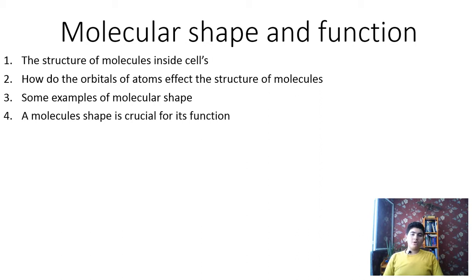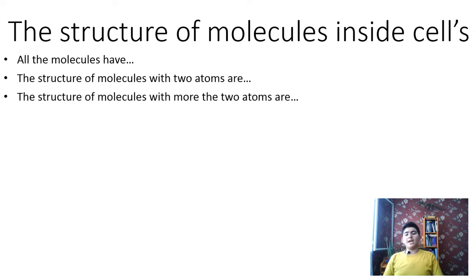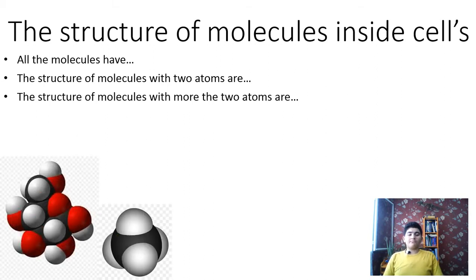As you might know, a molecule has a characteristic size and shape, which are key to its function in the living cell. A molecule consisting of two atoms, such as H2, which is hydrogen gas, or O2, which is oxygen gas, is always linear. So their shapes are always linear, but most molecules which have more than two atoms have a more complicated structure.